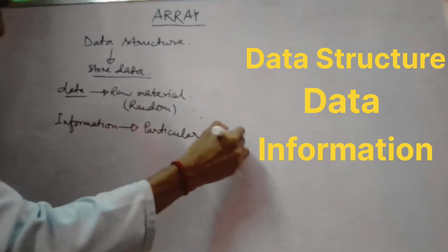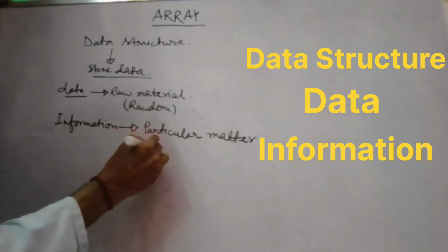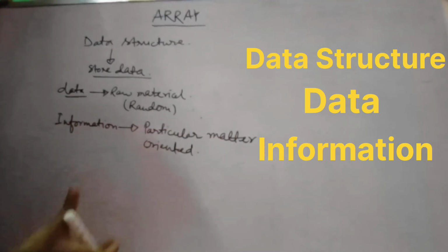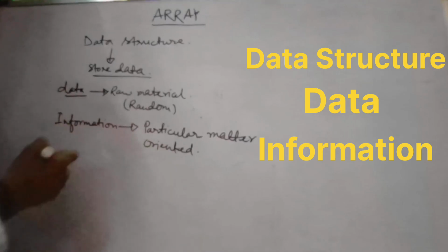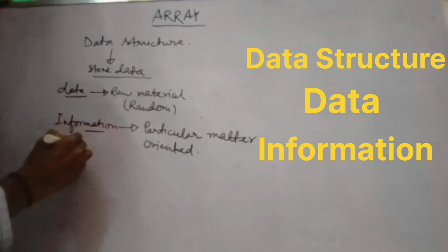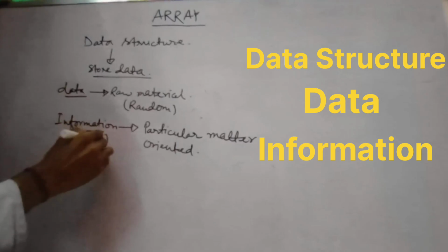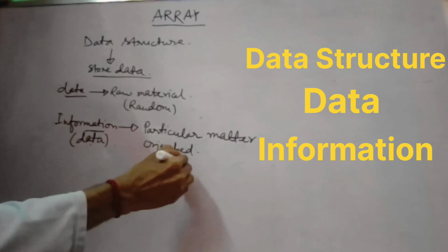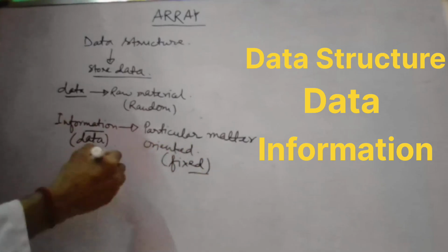Particular matter oriented, right? So that is the basic difference between data and information. Information is also data, but it is particular matter oriented, or you can say it is fixed. Let's see an example.